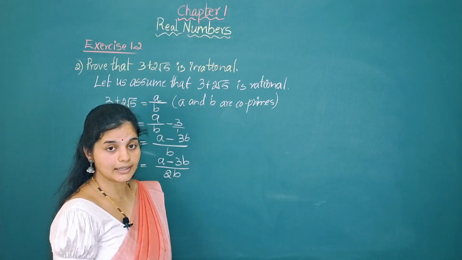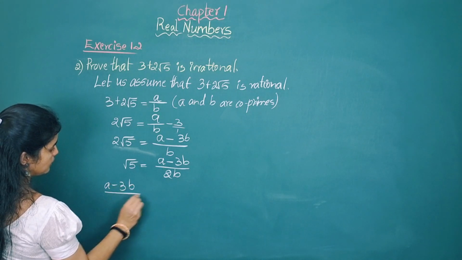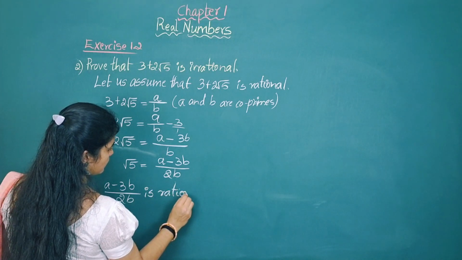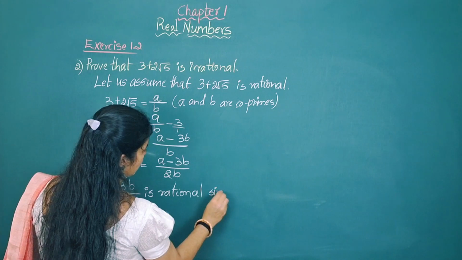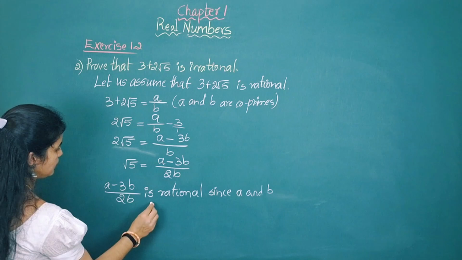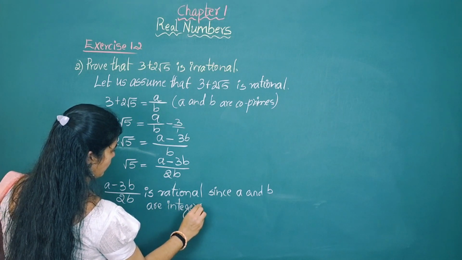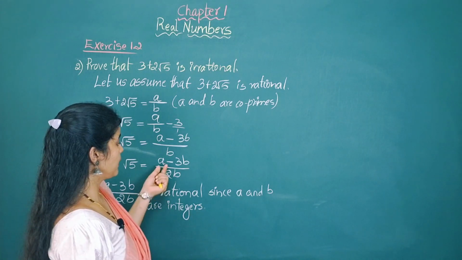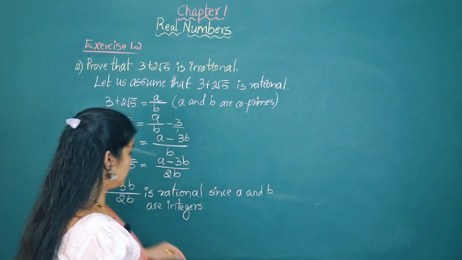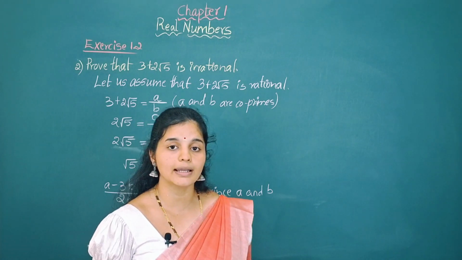A and B are integers, so A minus 3B divided by 2B is rational, since A and B are integers. I hope you are clear. We have A minus 3B divided by 2B. Okay, since A and B are integers, the term on the right-hand side is rational.